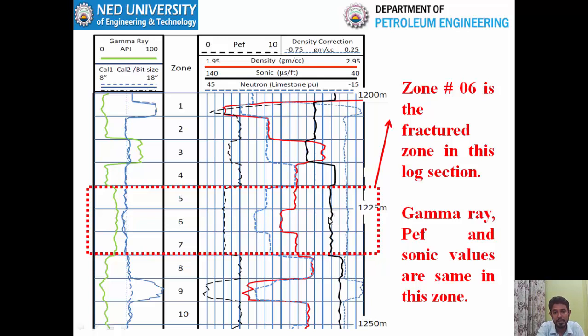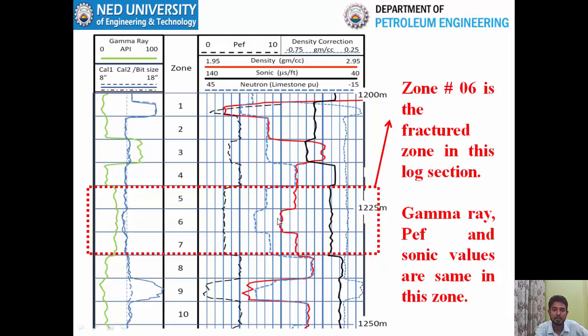but the sonic basically is not changing. That shows that sonic does not measure this secondary porosity. So this is an important use of the sonic log. By comparing with density and neutron, you can identify the secondary porosity zone.